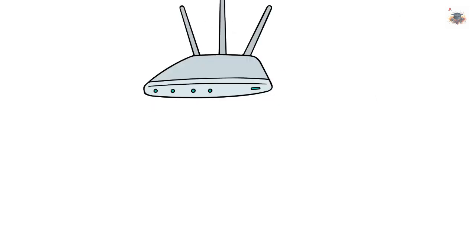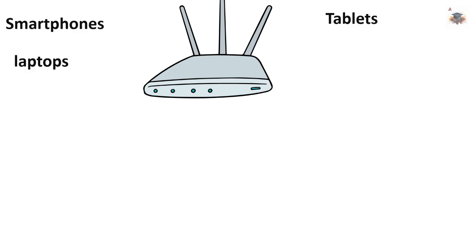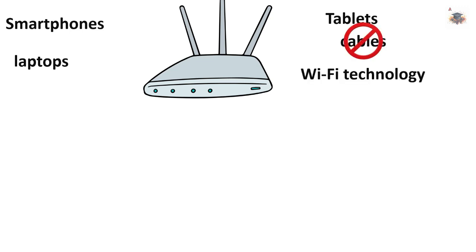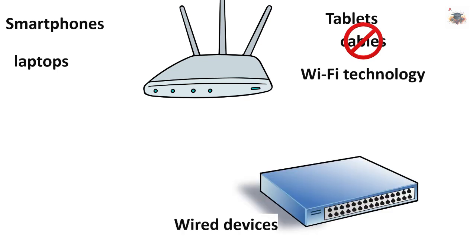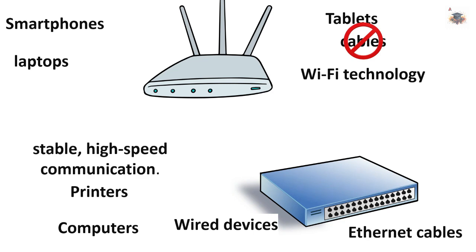A wireless access point, WAP, provides wireless connectivity to devices like smartphones, tablets, and laptops, enabling them to connect to the network without cables, using Wi-Fi technology. In contrast, a switch connects multiple wired devices, such as computers and printers within a network, using Ethernet cables for stable, high-speed communication. While WAPs are ideal for environments requiring wireless access and mobility, switches are essential for creating robust wired networks in offices and data centers.